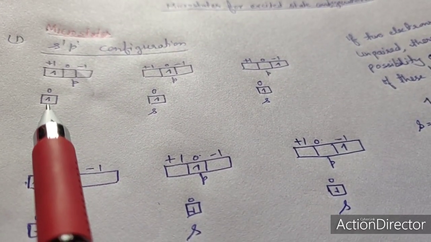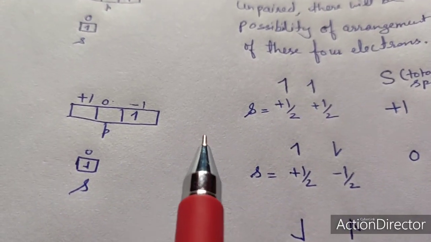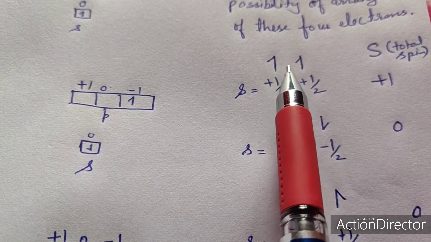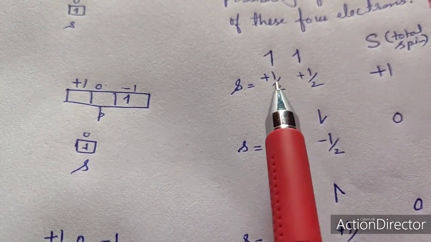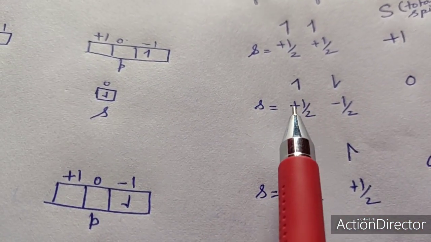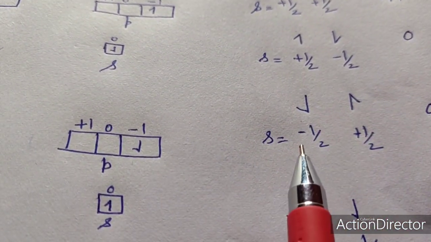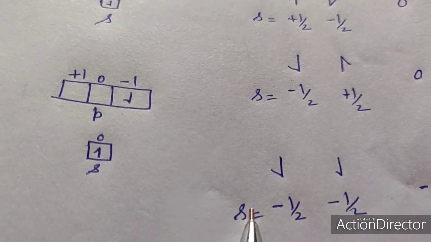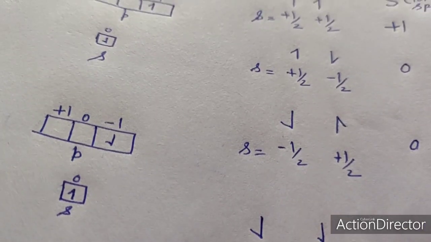We have already studied that if two electrons are unpaired, then there are four conditions of their spins. The spin of both the electrons may be plus half, so that the total S will become plus one. The spin of one may be plus half and the other may be minus half, so that the total spin becomes zero. The spin of the first may be minus half and the other plus half, so the total spin will be zero. And the spin of the first may be minus half and the second minus half, which equals minus one. So there may be four combinations.